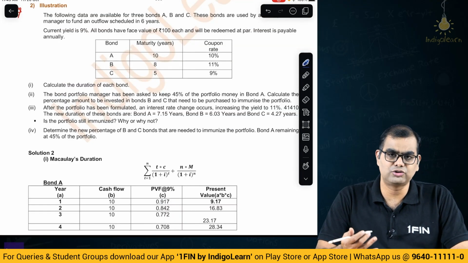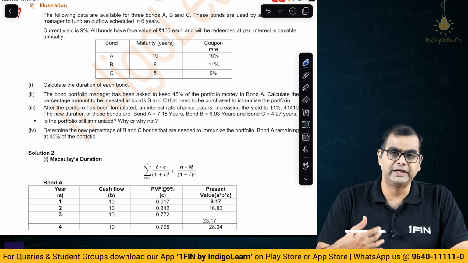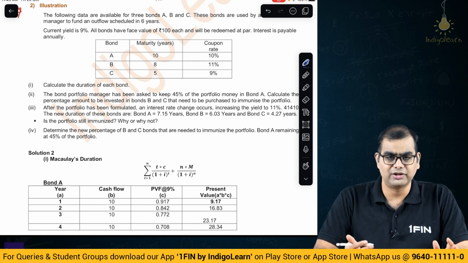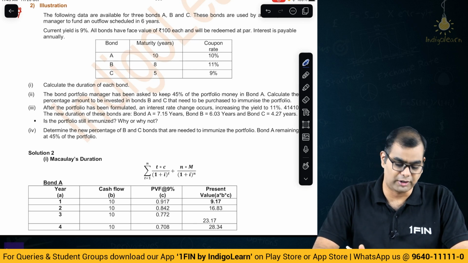Whatever we have understood so far based on duration, convexity, then yield, bootstrapping of yield, term structure of interest rates, a bunch of concepts we have learned. Let us go and look at a few problems on that.